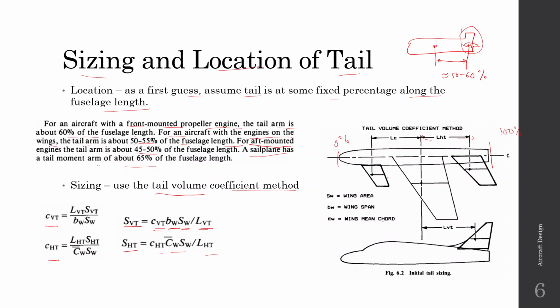Now over here you can see one thing: conventionally the wing area and the tail area are measured up to the center line. Whereas if you are working with canards, the canard does not go up to the center line, and similarly the vertical tail also does not go up to the center line.